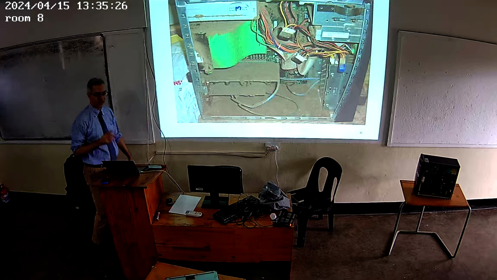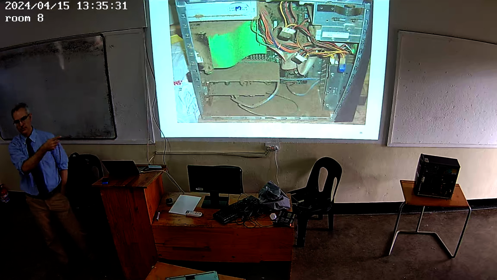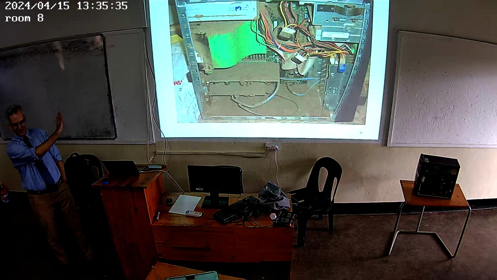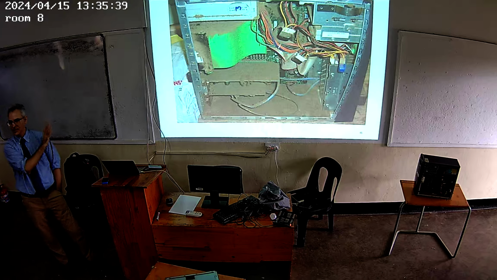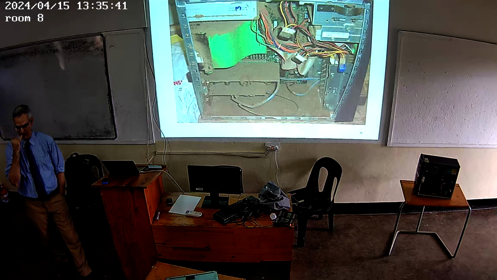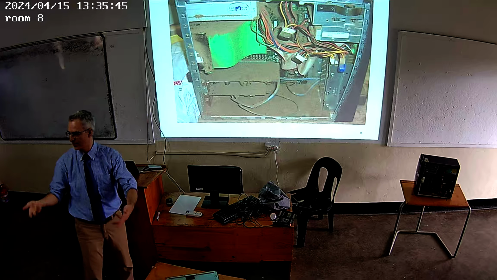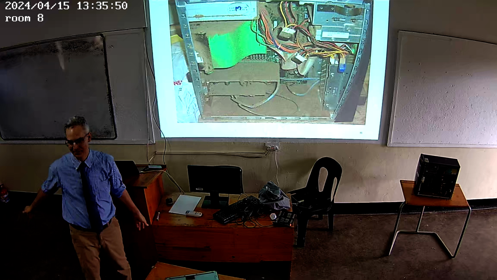But now the question is, if I open my computer, like we've done, and I find it dirty, hopefully not this dirty, how do I clean it? What is the safe way to clean it? Can I just take the cleaning things I have at home and just go inside and start cleaning? What would happen?